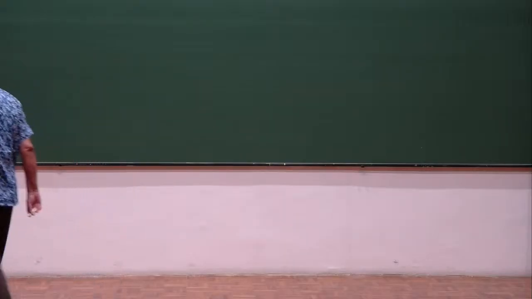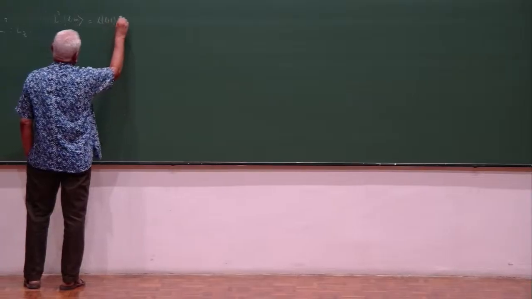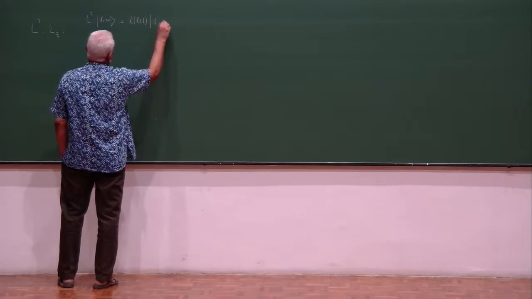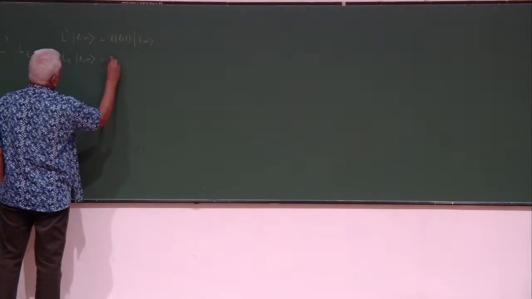So the first part is about angular momentum L, L square and Lz, and the states are |l,m>. L square acting on |l,m> is l(l+1) times |l,m>, and Lz acting on |l,m> is m times |l,m>. These are the states.